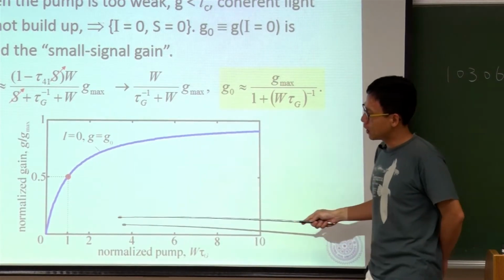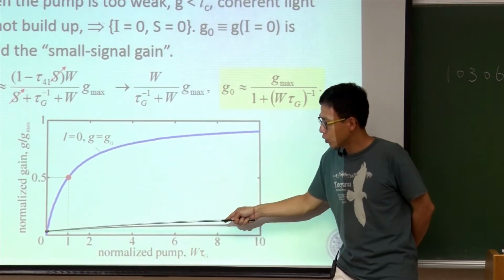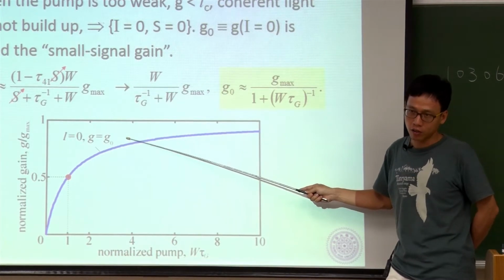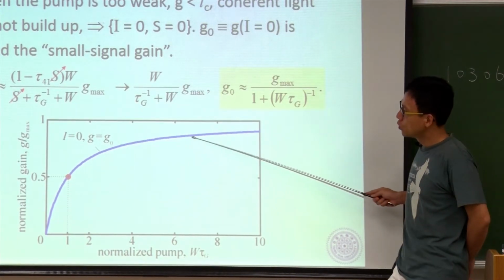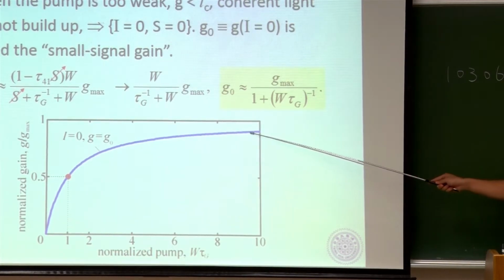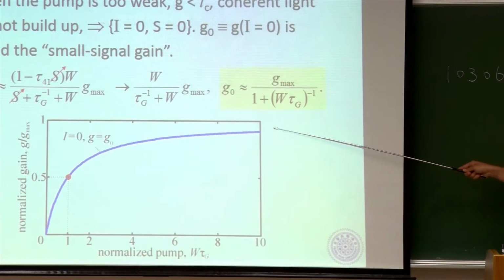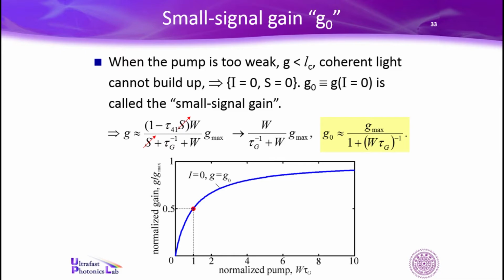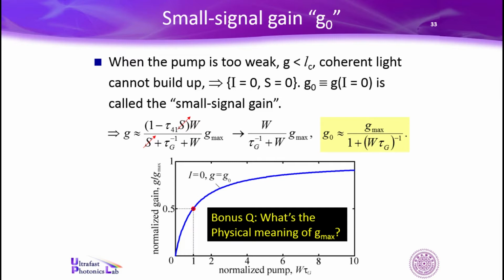But if you keep on increasing your pump, although your gain can be larger and larger, no matter how hard you pump the gain medium, your gain can never be larger than the upper bound, Gmax. So this is a curve that never crosses the ceiling. And it's totally according to the formula we just derived. Now, one bonus question. What is the physical meaning of the upper bound? Why is there an upper bound?